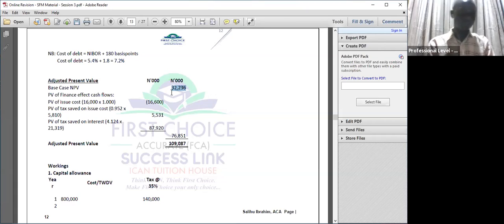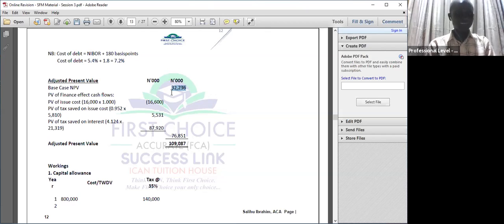Do you understand? If I am to solve a question on APV and you are to solve the same question on APV, we might not get the same result because the discount rate you will use might be different from the discount rate I will use. And the way you treat your issue cost might be different from the way I will treat my issue cost. So we might not necessarily get the same result, but both of us will still be correct. I believe that is clear.